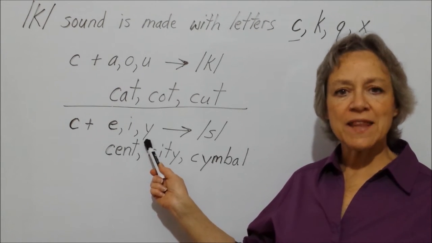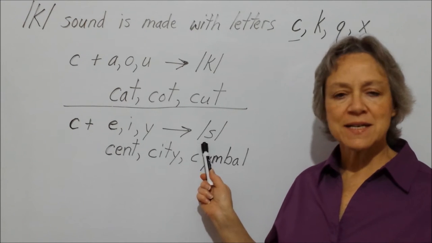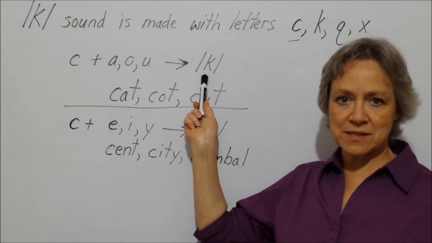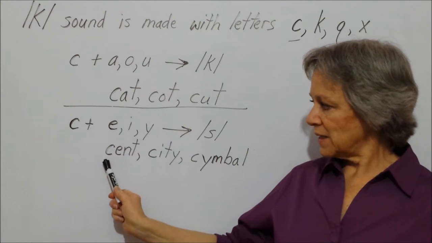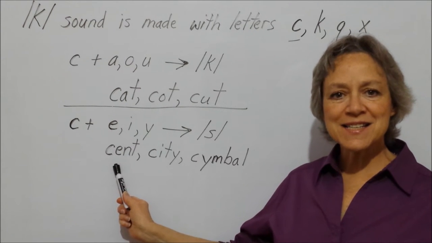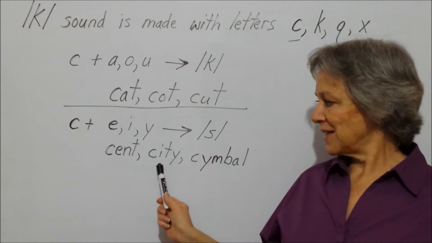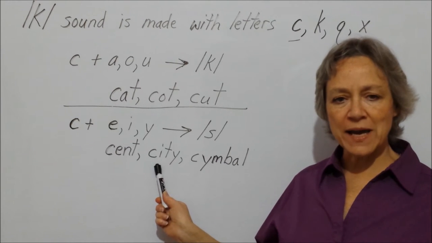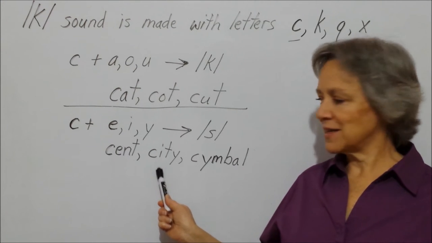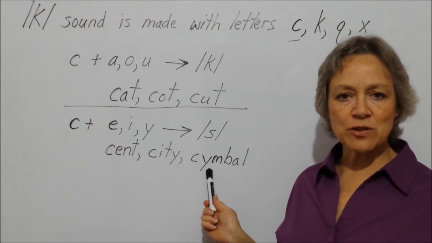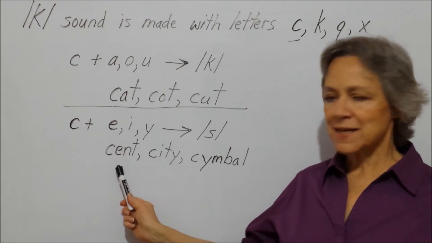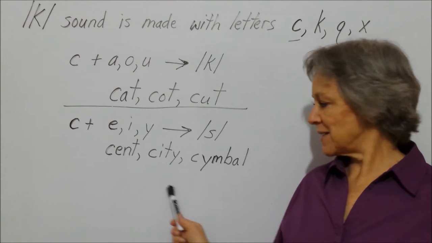But if the letter C is followed by the letter E, the letter I, or the letter Y, then C makes the s sound. It does not make the k sound. Here, C is followed by E. This is sent. Here, C is followed by I, and this word is city. Here, C is followed by Y, and this word is symbol. Sent, city, symbol.